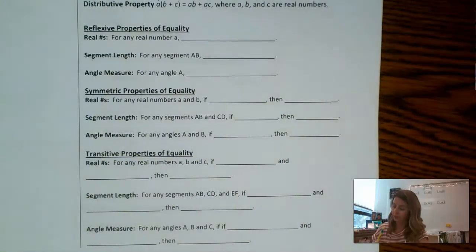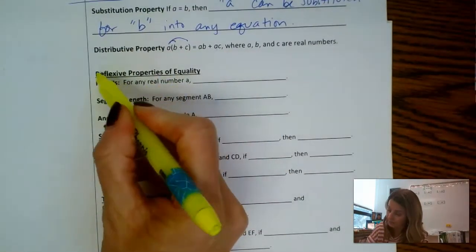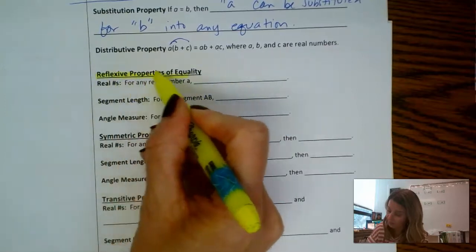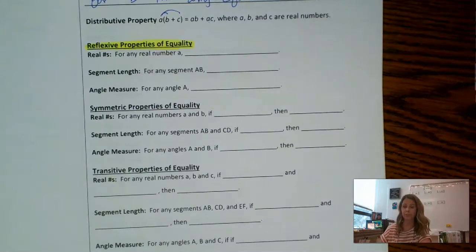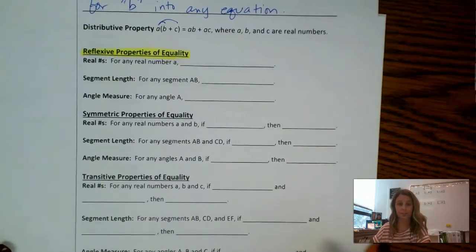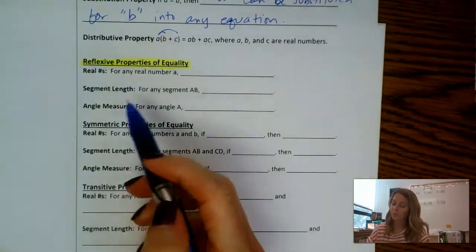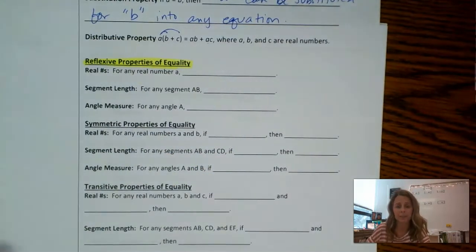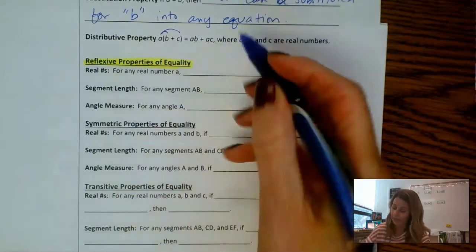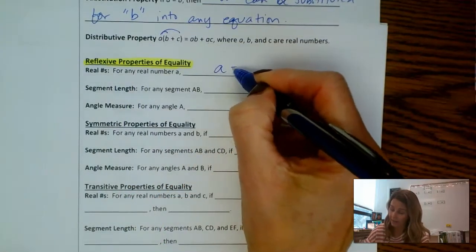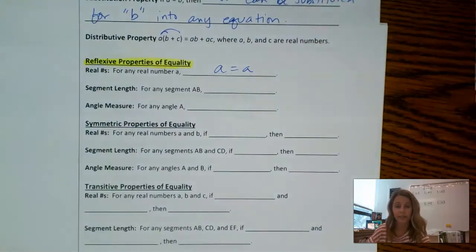So our first one is called the reflexive property of equality. So these are going to take some getting used to. We will use these quite a bit, but at first it's just going to take some getting used to. So the reflexive property of equality sometimes is hard to wrap your mind around because it's so incredibly basic that it feels like it's unnecessary. So let me show you what I mean. For any real number A, A is equal to A. A is equal to itself.